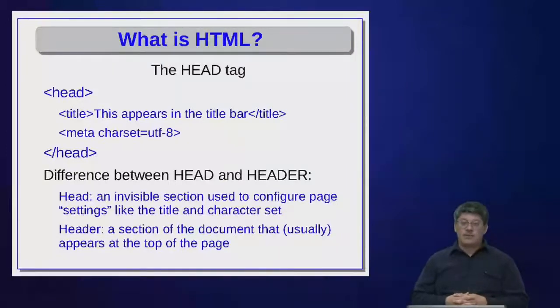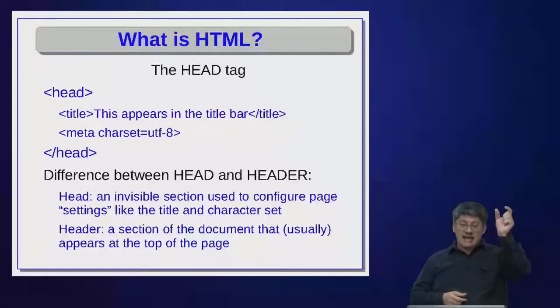So let's talk a little bit more about that head tag. The head tag gives us information about the page that isn't displayed in the body of the page. So for example, the title of the document that shows up in the operating system title bar or in the tab will be in the head section. Other information such as the character set can also appear there. So here's an example head section.